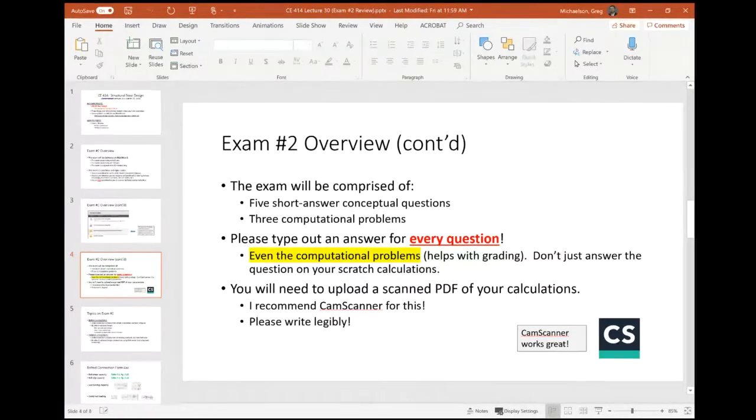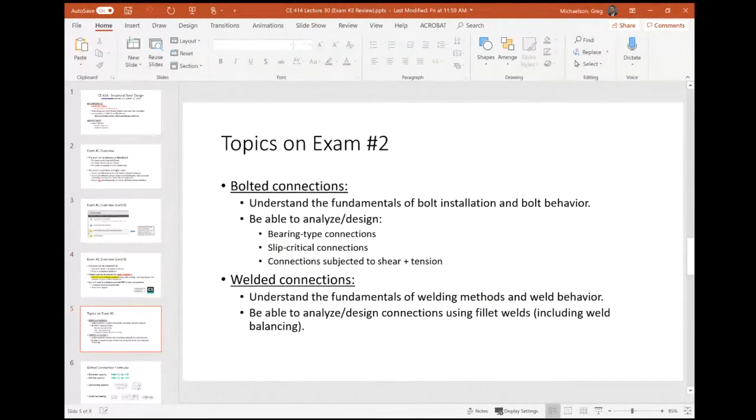You'll need to upload a scanned PDF of your calculations, so I would recommend CamScanner. Any app that can convert it to a scanned PDF would be fine. Just do me a favor and write legibly so that I can read what you're writing. Again, the exam covers the basics of bolted and welded connections. Make sure that you understand the fundamentals of welding behavior and bolted behavior, and can analyze and design. Basically everything on homework 4 and homework 5.